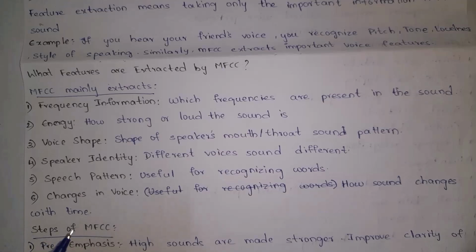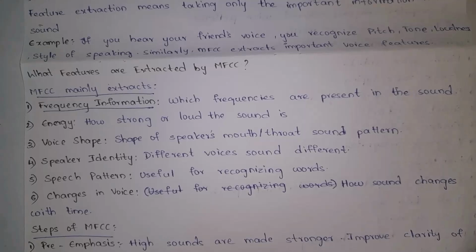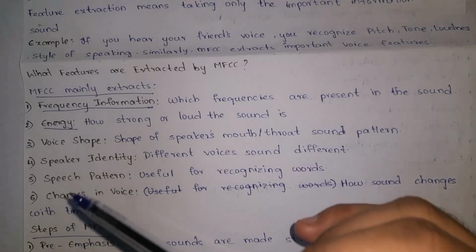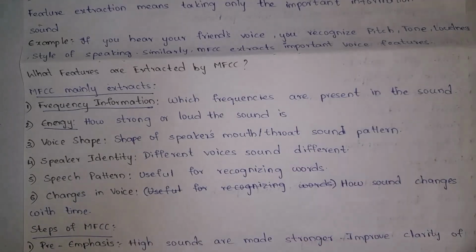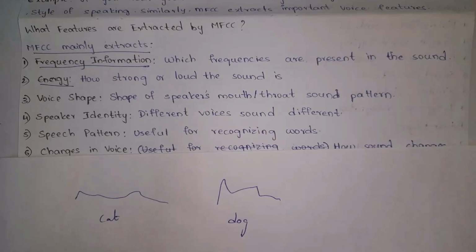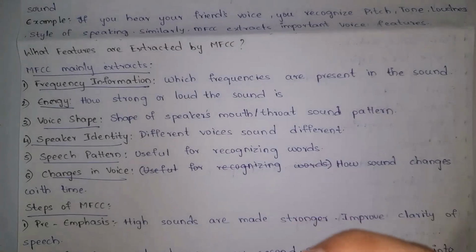MFCC can extract features like frequency information, that is nothing but each person has different frequency. If you consider, child has one frequency, and male has one frequency, and female voice has one frequency, and all these frequencies are extracted by using MFCC. And next one is energy, whether person is speaking loudly or slowly, that can be identified. And voice shape, each person will speak in different voice, so shape of sound is different for each person, that can be identified by using MFCC. And speech pattern, each word has different pattern, that can be identified. And changes in voice, that is nothing but how sound is changing from one word to other word, that can be identified. So MFCC technique has capability to extract all these features.